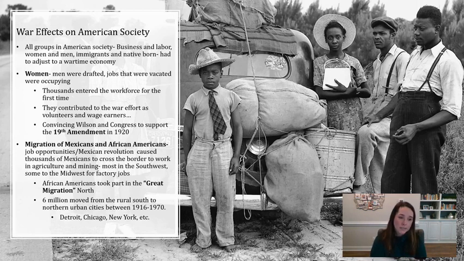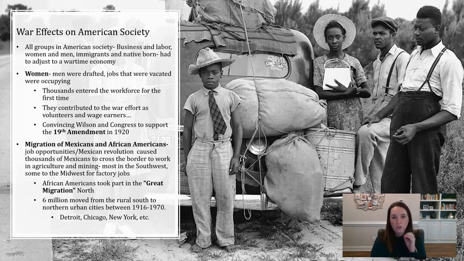For Mexican and African Americans, there's a shift in migration. And we'll talk more about this in the 1920s as well. Job opportunities, there's the Mexican Revolution. It caused thousands of Mexicans to cross the border to work in the United States as migrant workers in agriculture and mining. Some make their way to Midwest factories.